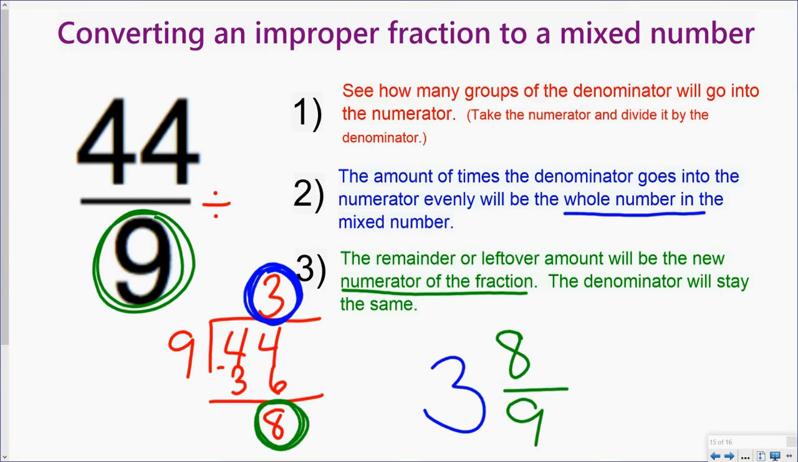So my mixed number, again, is a whole number and a fraction combined. So my whole number is 3. My fraction is 8 ninths. So 44 ninths made into a mixed number is 3 and 8 ninths.